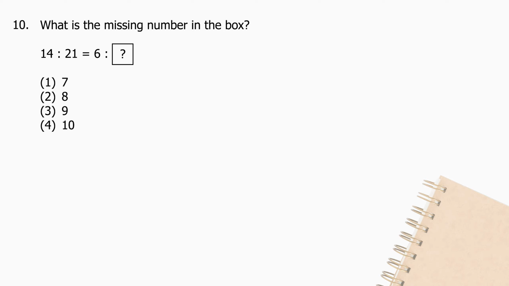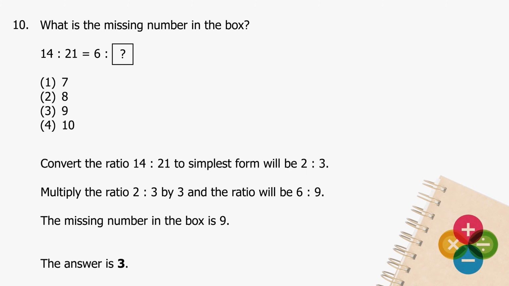Question 10. What is the missing number in the box? 14 is to 21 is equal to 6 is to missing number. Convert the ratio 14 is to 21 to simplest form will be 2 is to 3. Multiply the ratio 2 is to 3 by 3 and the ratio will be 6 is to 9. The missing number in the box is 9. The answer is 3.